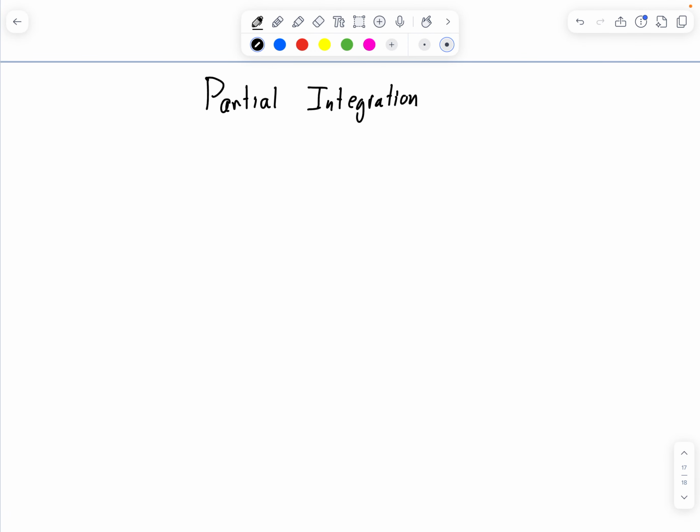In this video, we're going to review partial integration. So what do we mean when we say partial integration? This is the integration counterpart of something that we already know, which is a partial derivative.